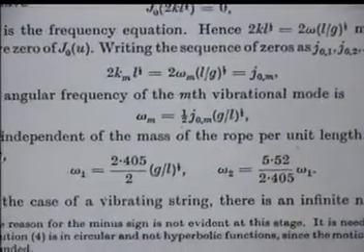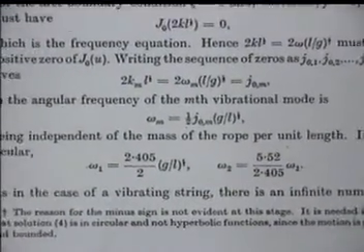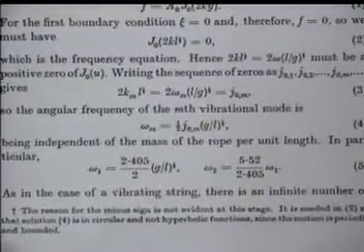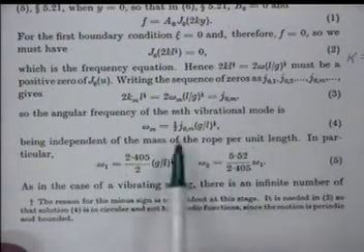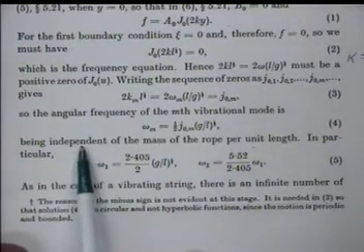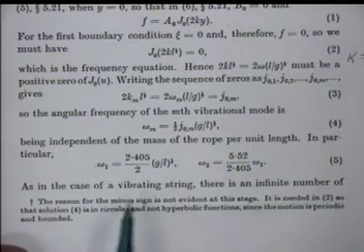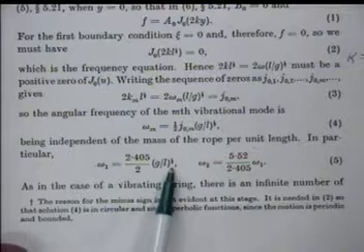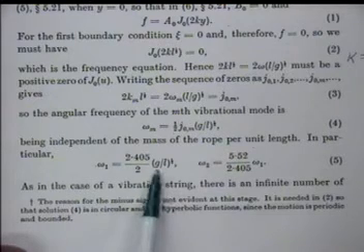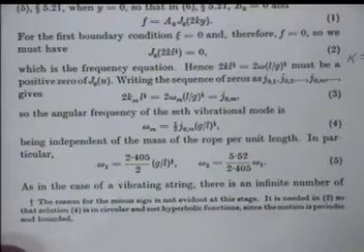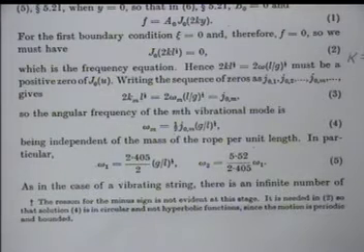An interesting thing in here is that this process is independent of the mass. So it's just the length that makes any difference, gravity and the length. So the natural frequency is based on the length, not the mass of the rope.